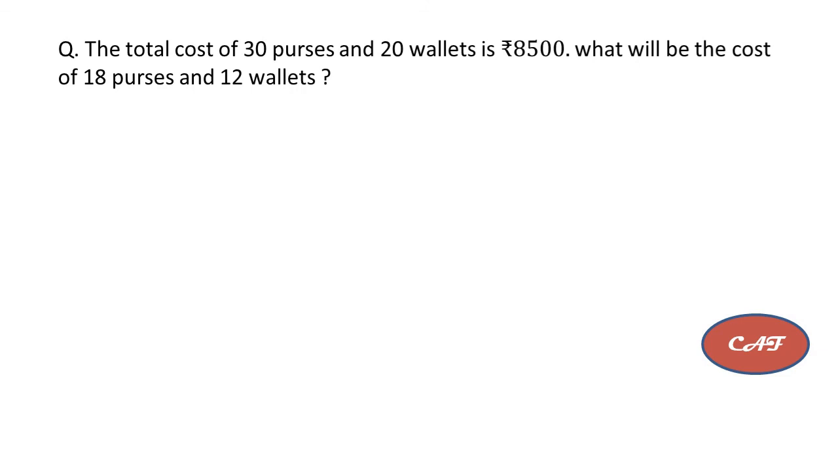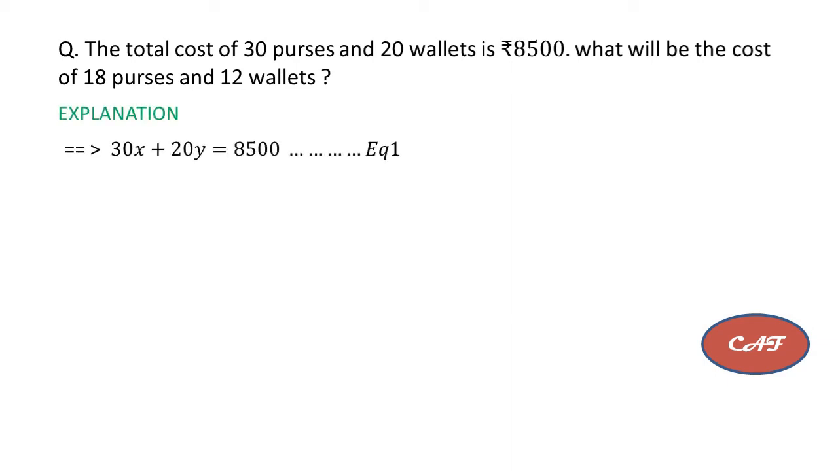Next question. The total cost of 30 purses and 20 wallets is 8,500. What will be the cost of 18 purses and 12 wallets? So he has given the cost of 30 purses and 20 wallets, but we don't know what is the cost of a purse and what is the cost of a wallet. Okay, I am assuming that those are different. Cost of a purse is equal to x, cost of a wallet is equal to y.